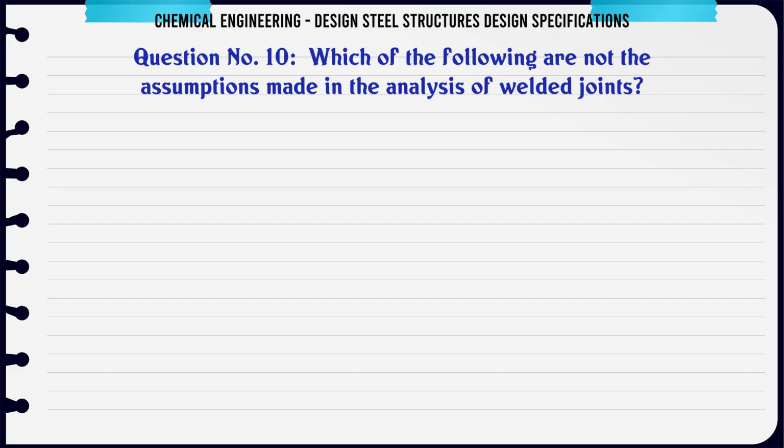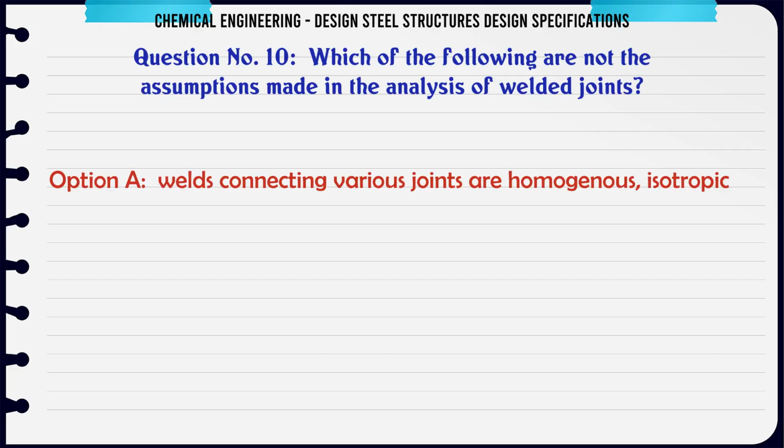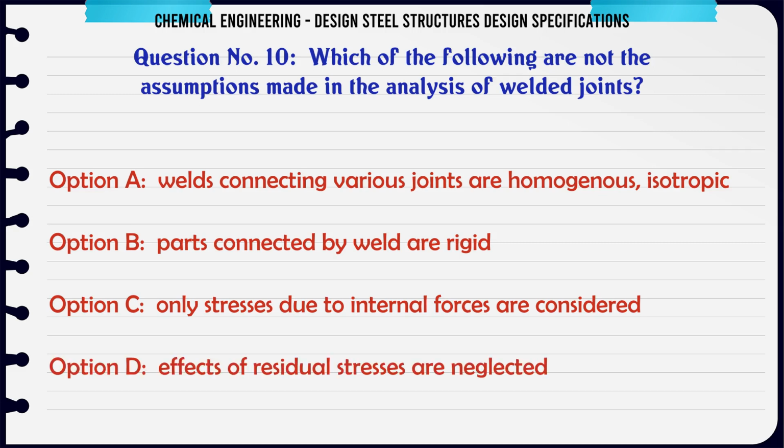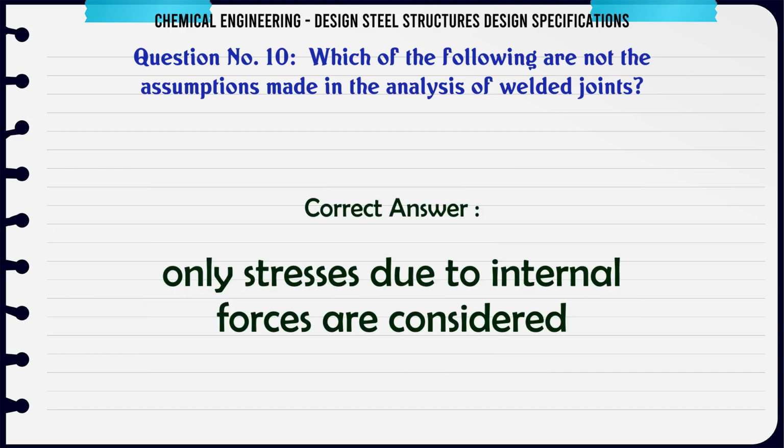Which of the following are not the assumptions made in the analysis of welded joints? A. Welds connecting various joints are homogeneous isotropic. B. Parts connected by weld are rigid. C. Only stresses due to internal forces are considered. D. Effects of residual stresses are neglected. The correct answer is only stresses due to internal forces are considered.